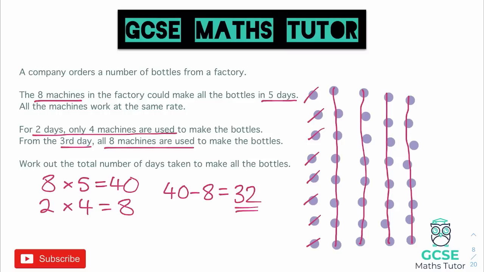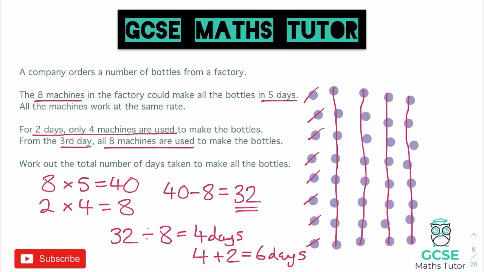Now mathematically, what we can do, well, we had 32 days worth of work left, so 32 days divided by the 8 machines that we're going to use ends up being 4 more days. So we had 4 days of running those 8 machines. And we get our number 6 there because we started off with the 2 days where we were running 4 machines. We then had 4 more days, so we have 4 plus 2, which gave us a total number of 6. So it was 6 days in total to complete the job.